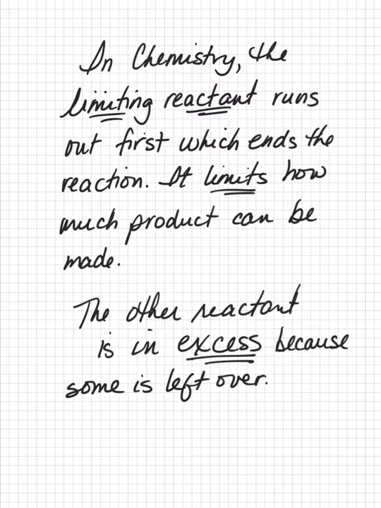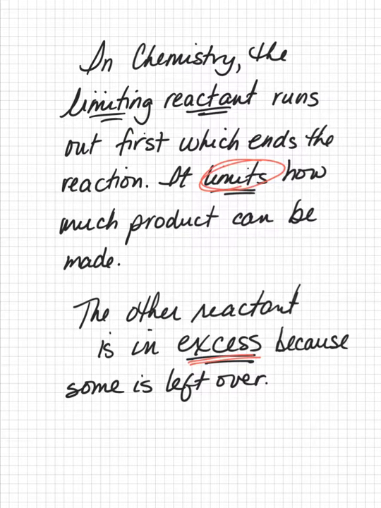In chemistry, the limiting reactant is the thing that runs out first. And when it runs out, it ends the chemical reaction. This idea of limiting here, it limits how much product can be made. And the other reactant, if it's not the limiting reactant, the other reactant or reactants would be considered in excess. And they're in excess because there is some left over. You have an excess amount of that.